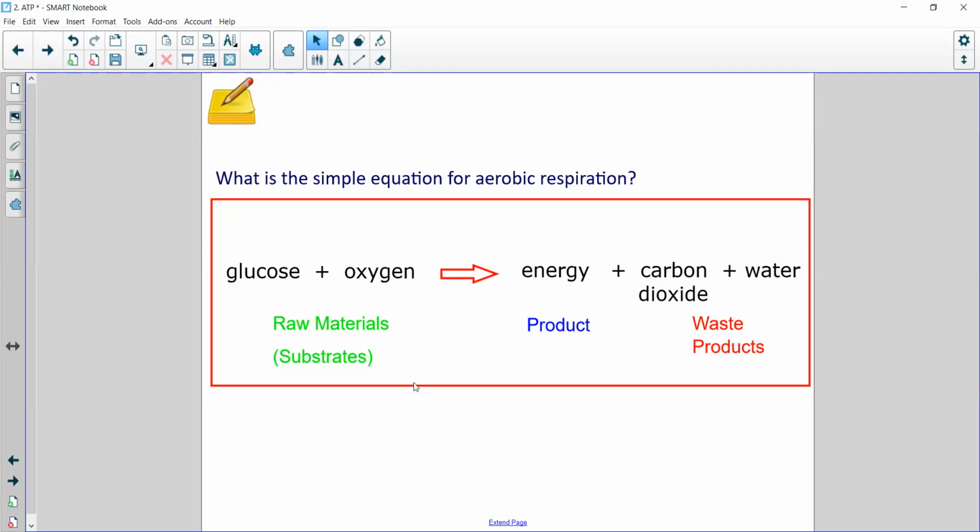Now, if you think back to your enzymes topic, when we look at word equations for a reaction, we would normally put the name of the enzyme above the arrow. We don't do that in this case because there are lots of enzymes involved in aerobic respiration, not just one. It would be too many to try and put above there. This is really a summary equation. Respiration actually takes place in a lot of different steps, so this is just a summary of those steps. So this is our simple equation. It's one of the things that you will need to know.